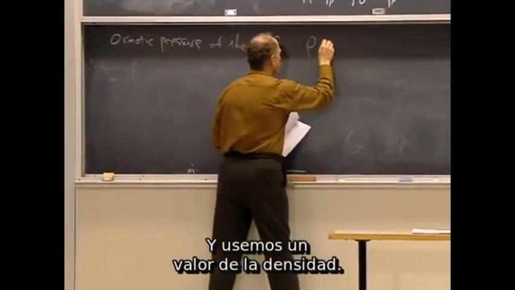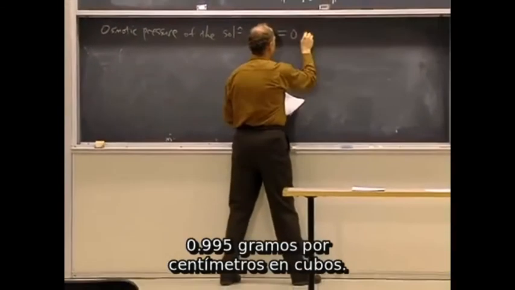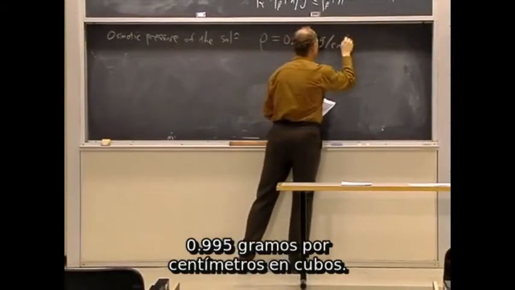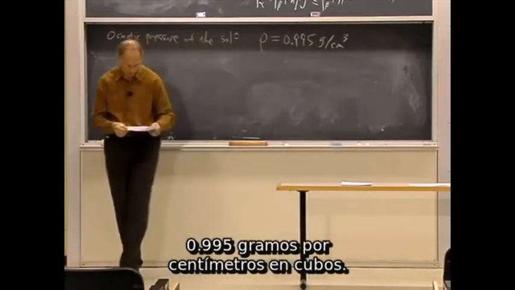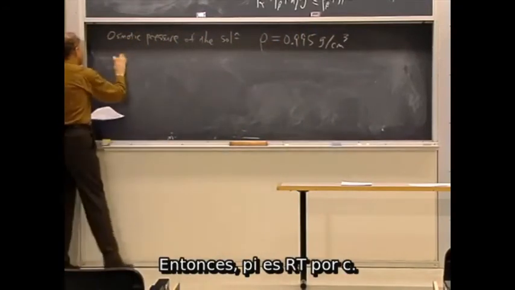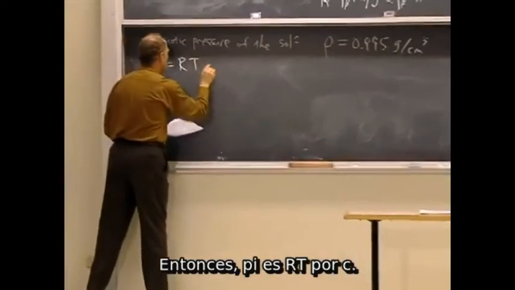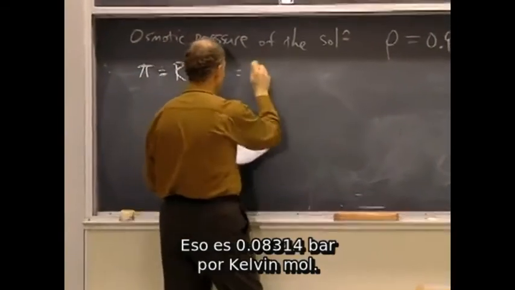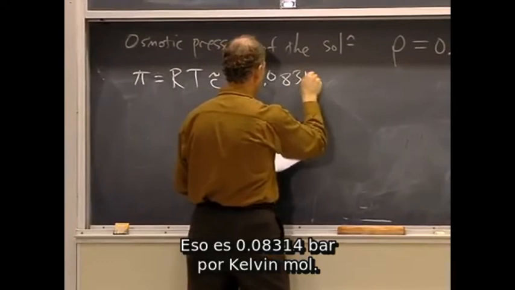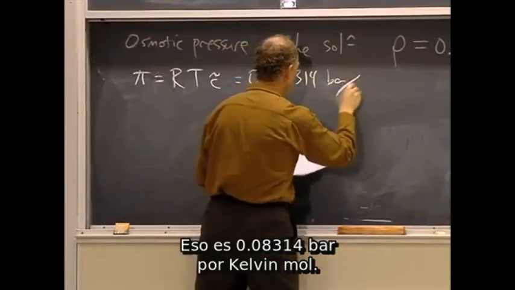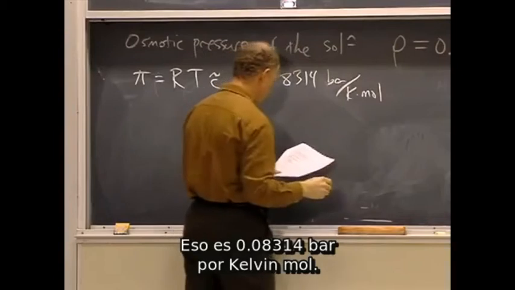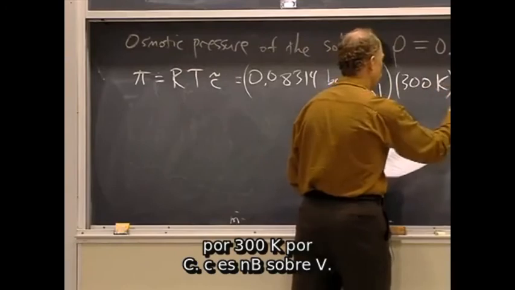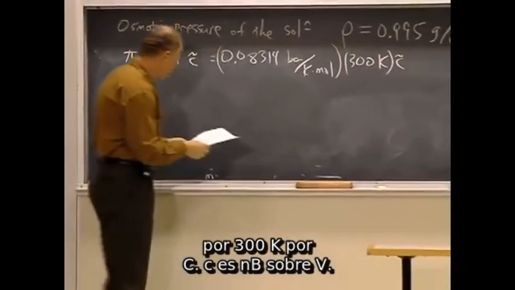And let's use a value of the density, 0.995 grams per centimeters cubed. Okay? So pi is RT times C. That's 0.08314 bar per Kelvin mole times 300 K times C.